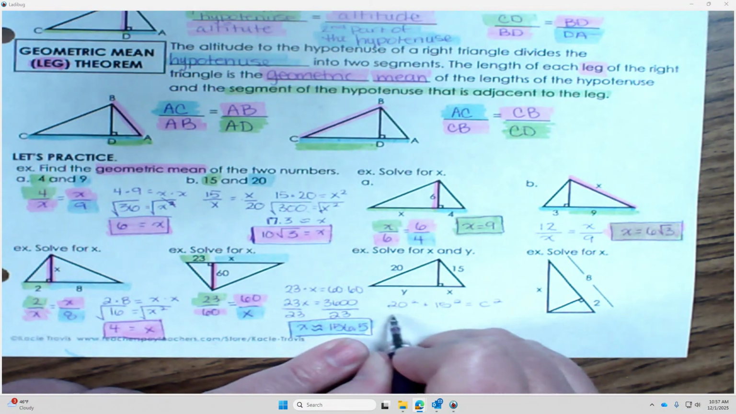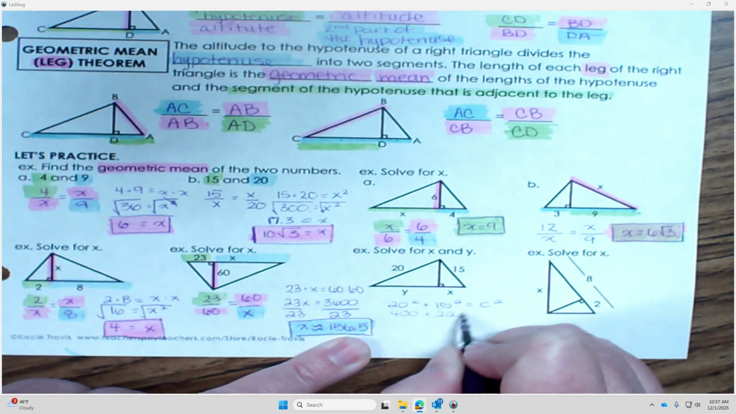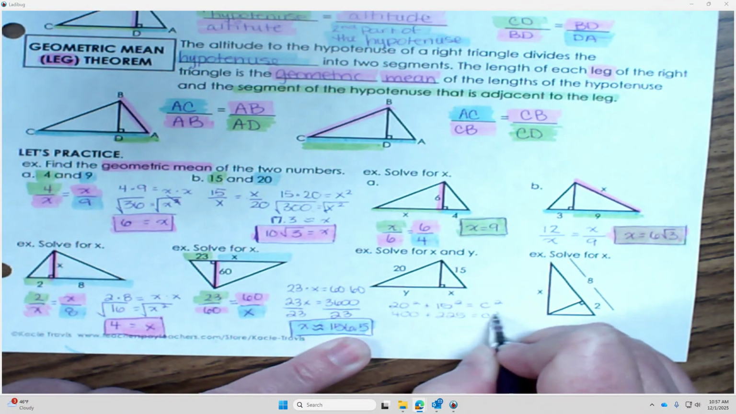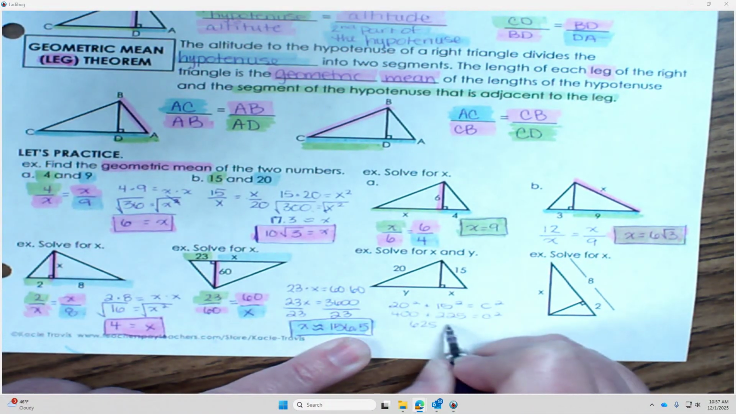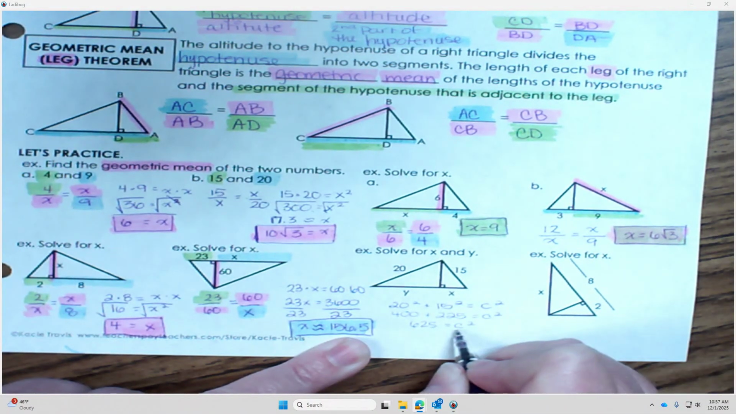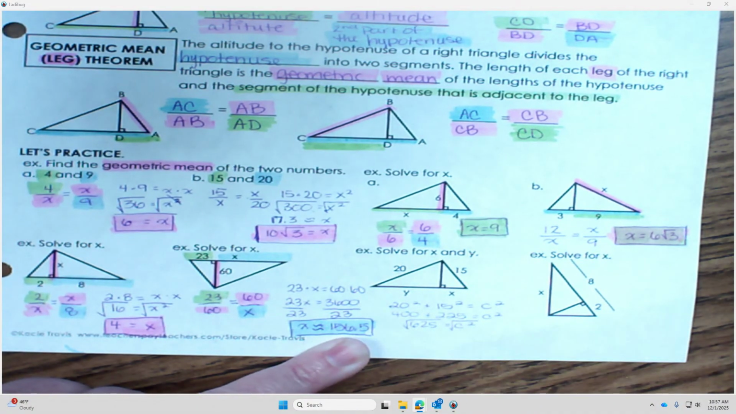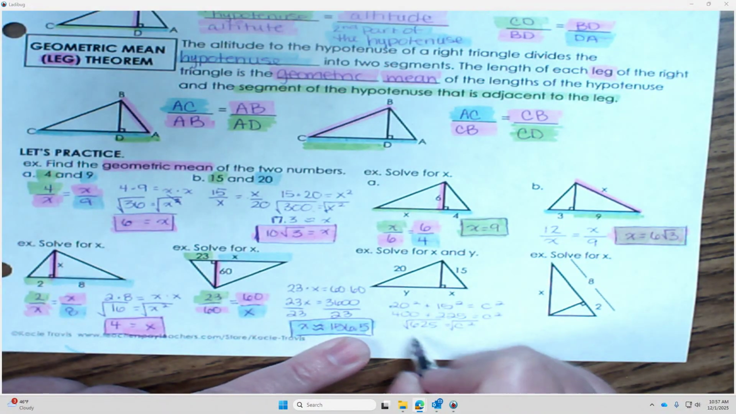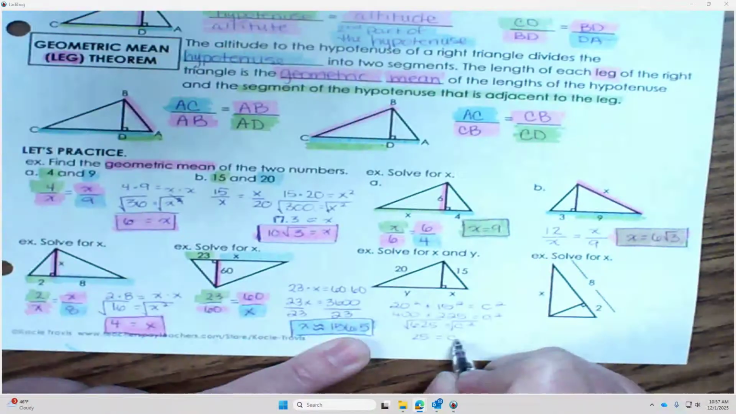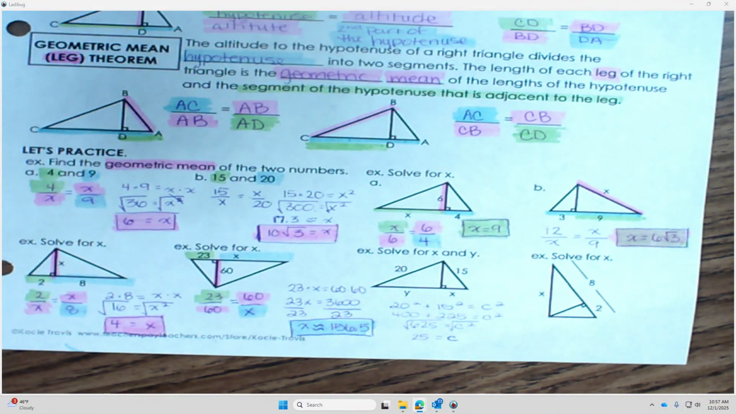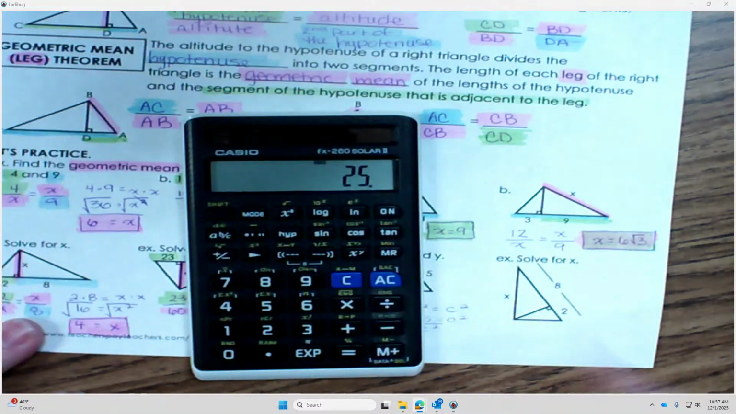So 20 squared is 400. 15 squared is 225 equals c squared. 400 plus 225 is 625. To find c, I'd have to take the square root on both sides. The square root of 625 is 25. So I get that my hypotenuse, which I called c, is 25. And let me double check that math. 625, square root, 25.